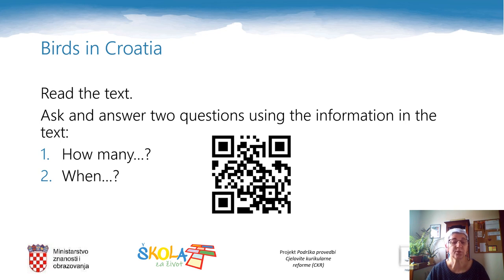Autumn signals both the departure of species that nest in Croatia and the arrival of visitors from Northern Europe and Asia. In spring, the species that spend their winters in the warmer climates of Africa return to their nest. At any time, you might spot a species that is just passing. Croatia is a bottleneck on the migratory route to and from Africa for many European bird species.